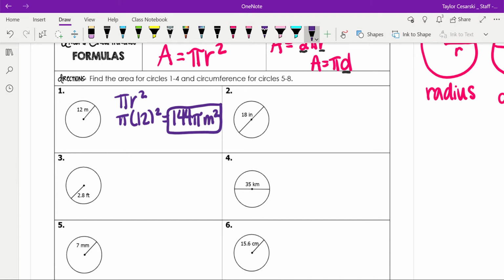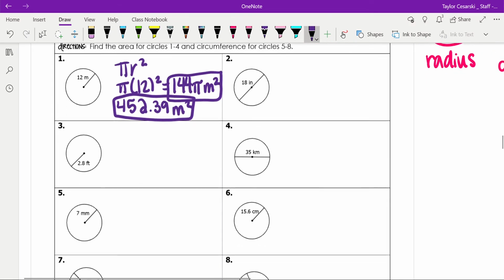So I just leave the pi in my final answer. Okay. The other way would be to just type it all in your calculator. Okay, and that would give you a rounded answer. So pi 12 squared. And this way you would obviously need a calculator on. So 452.39 meters squared. Both of these are saying the same thing, and both of them are correct. So I would allow you to write it as either one. Okay? All right, number 3.